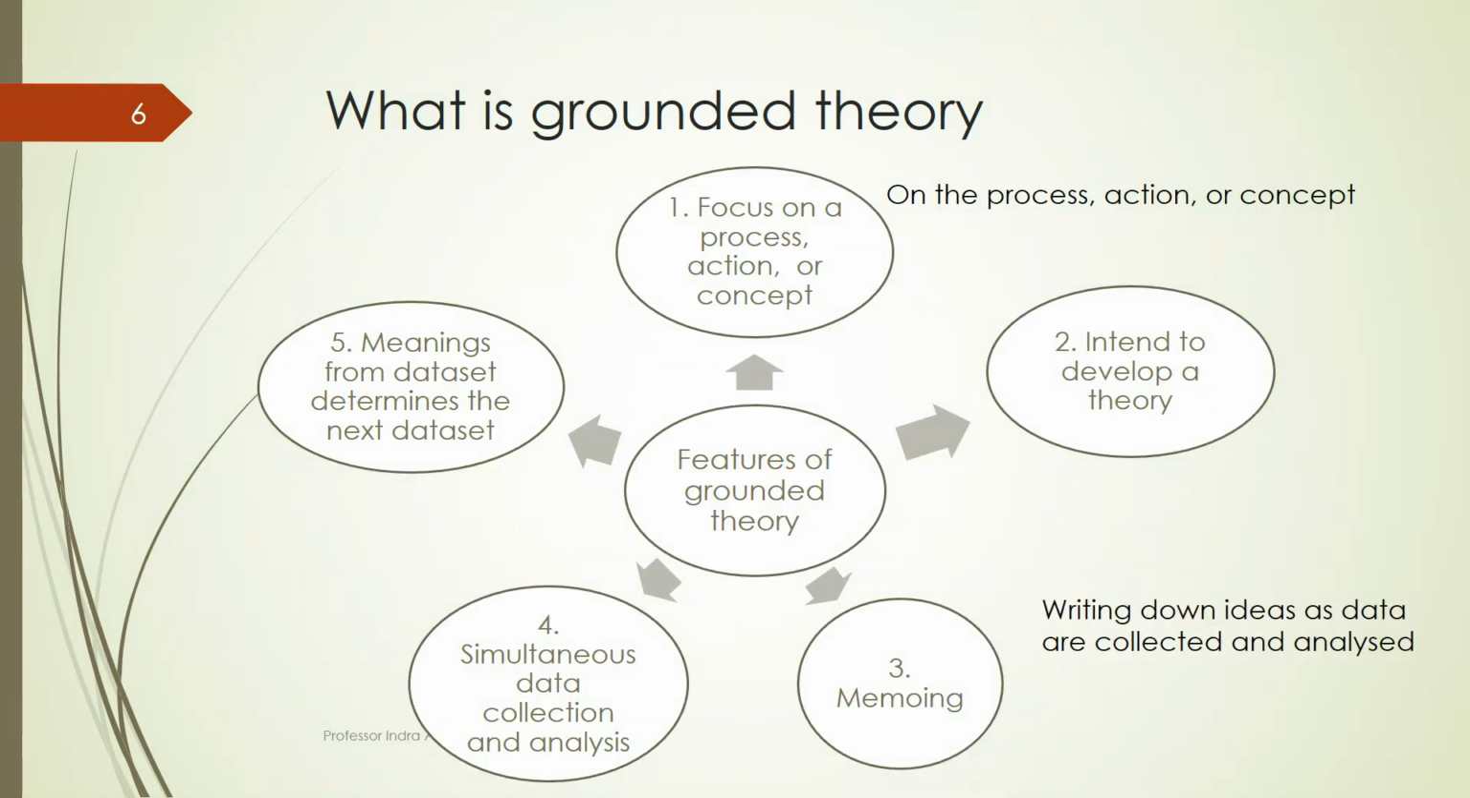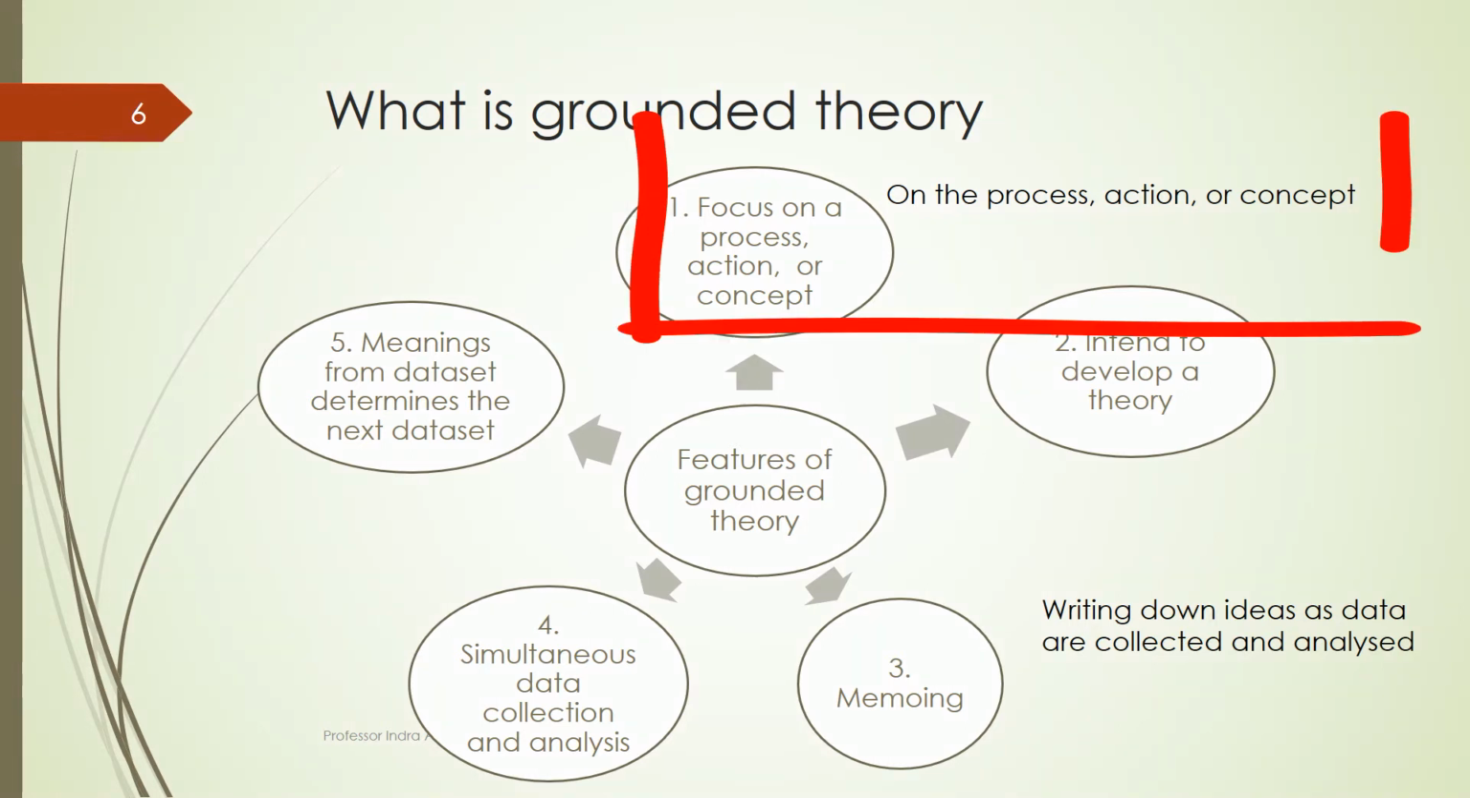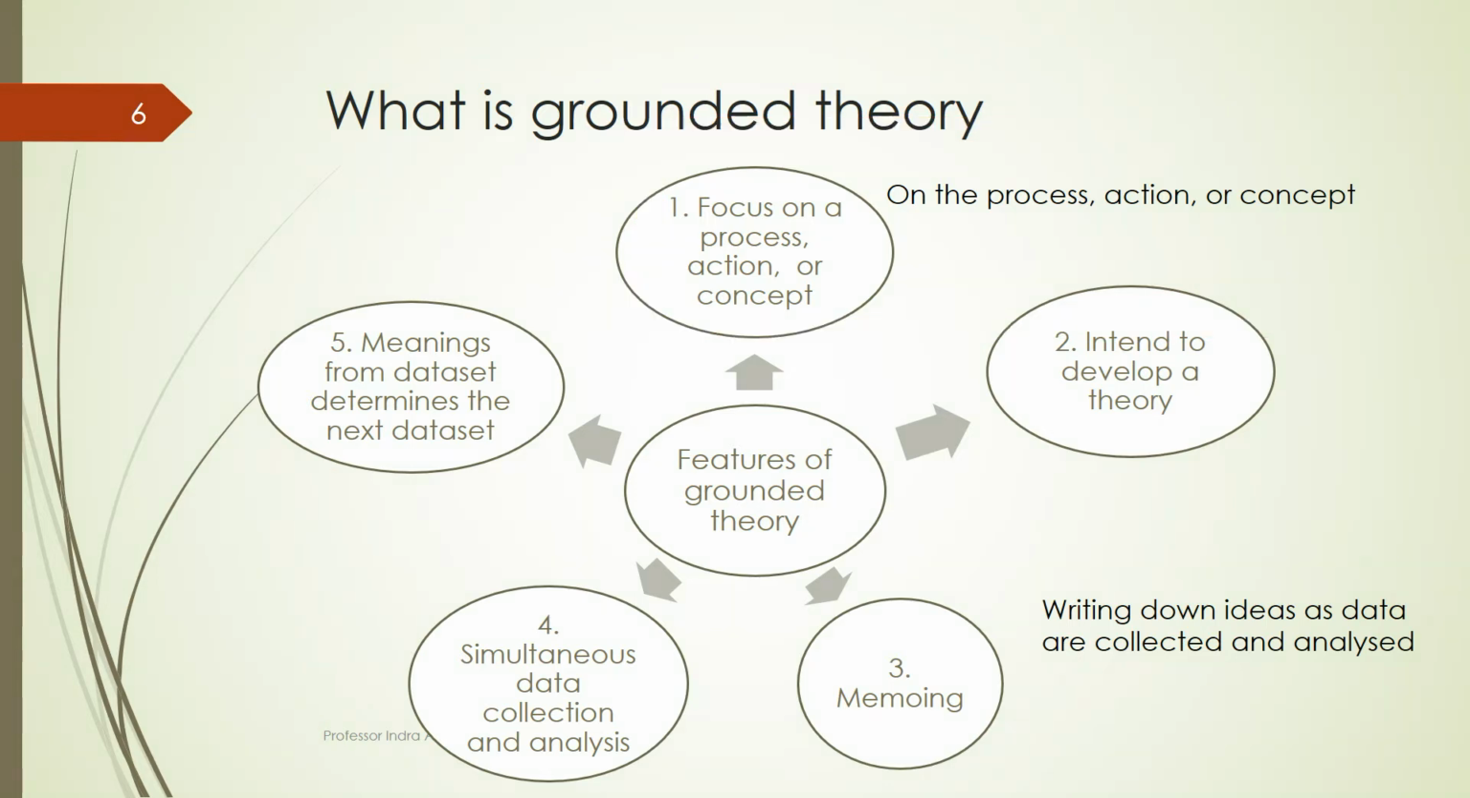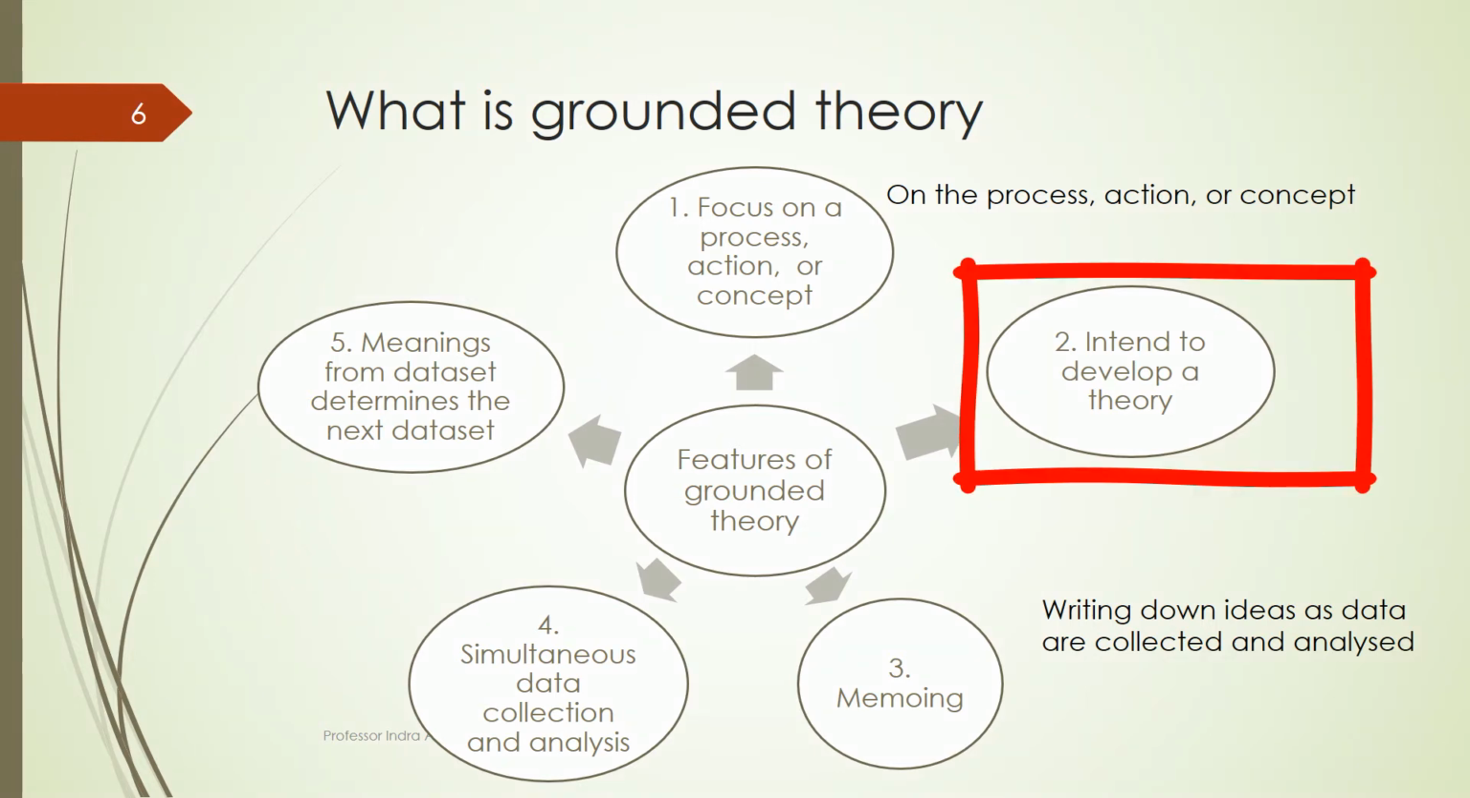There are five features of grounded theory. The first one, focus on a process, action, or concept, and there's no existing theory that explains the process, action, or concept. The second, the researcher intends to develop a theory, given that there's no theoretical explanation provided for the phenomenon.